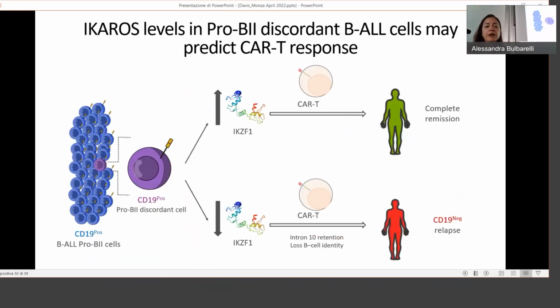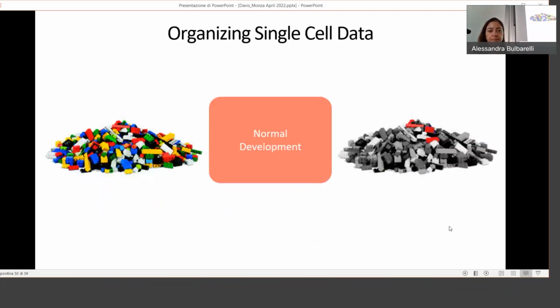So this suggests a model where, for patients going into CAR T cells, there may be these cells, which we call ProB2 discordant cells, that express CD19 at that time, but have a propensity potentially to drop CD19 based on the level of Ikaros that they have, and maybe also in collaboration with other transcription factors like PAX5. More to learn. But this has to do with splicing alterations and loss of B cell identity, putting patients at risk for CD19 negative relapse.